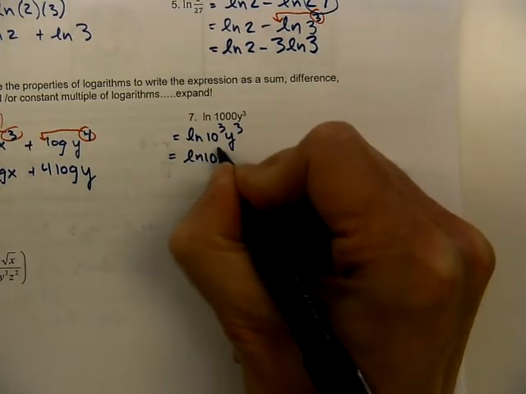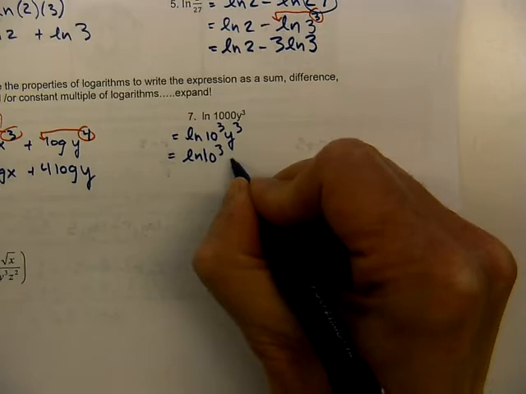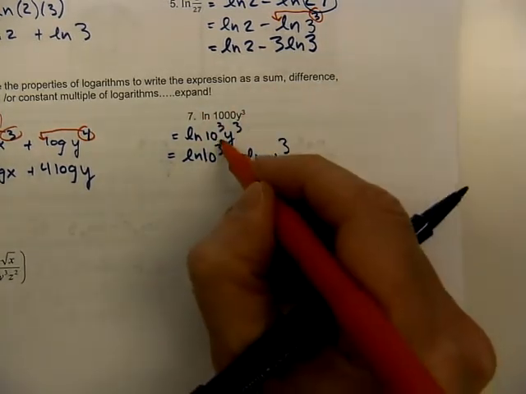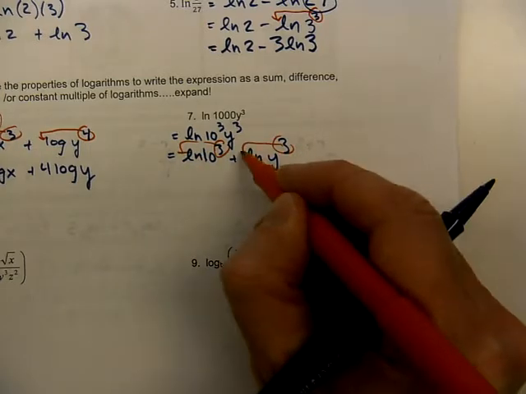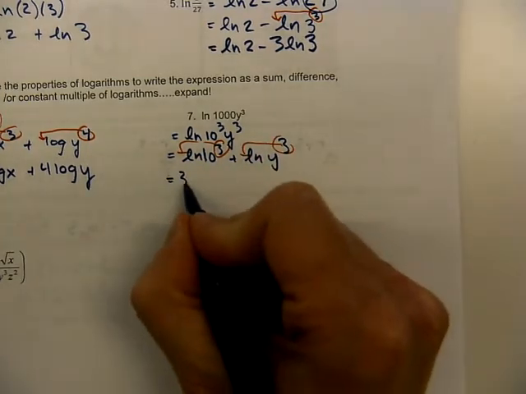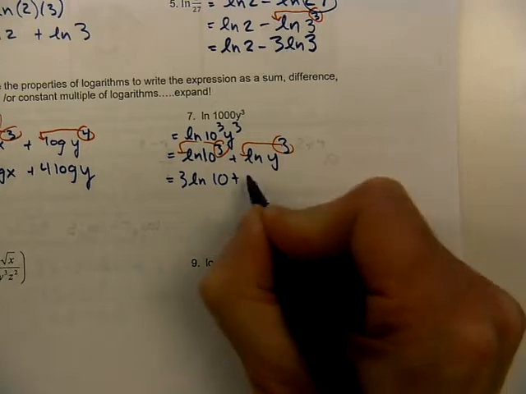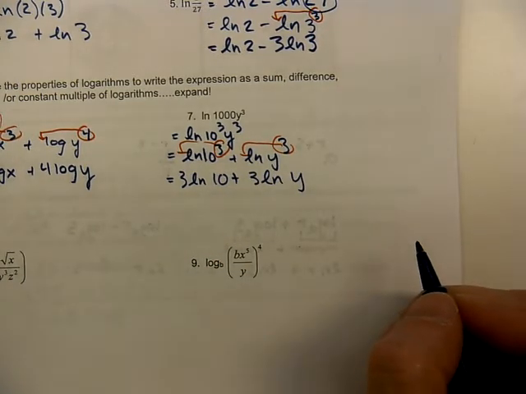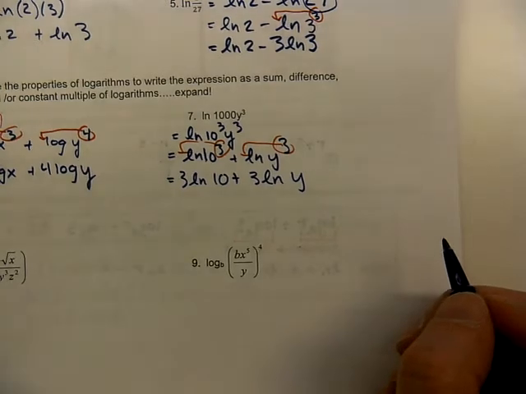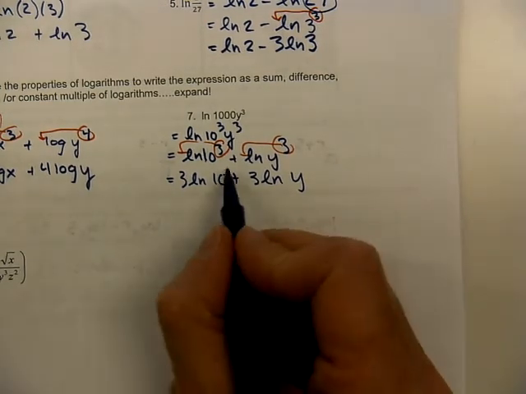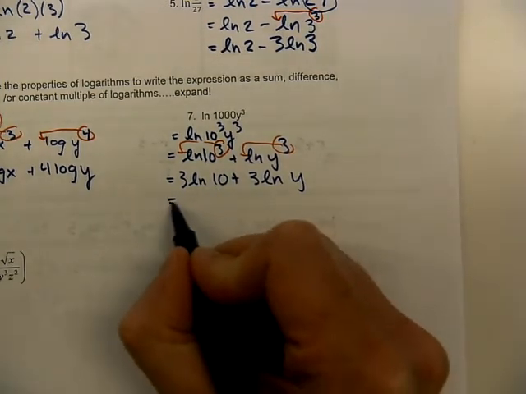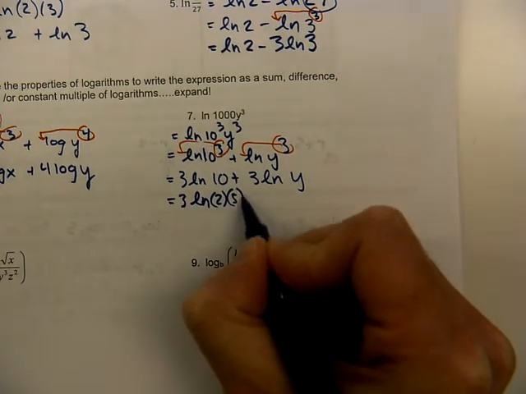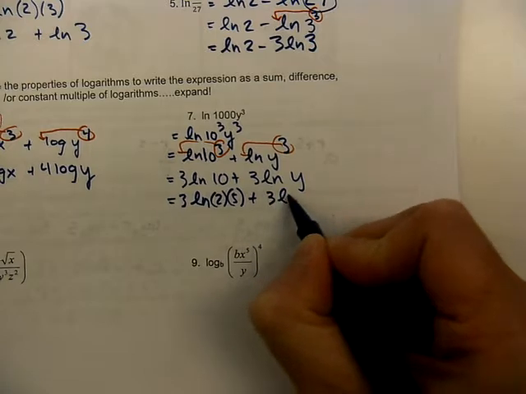Natural log of 10 cubed plus natural log of y cubed. And it'll bring those powers to the front. Let's see what we have now. 3 times natural log of 10 plus 3 times natural log of y. Are we done? No, we're not. You have to keep looking for factors. Do we have more factors? Yes, 10 can be factored. So this is 3 times natural log of 2 times 5 plus 3 times natural log of y.